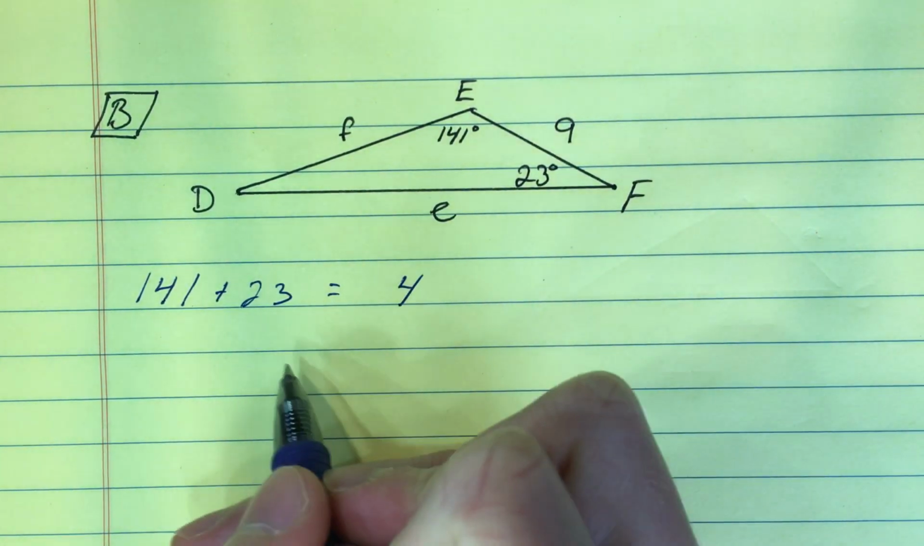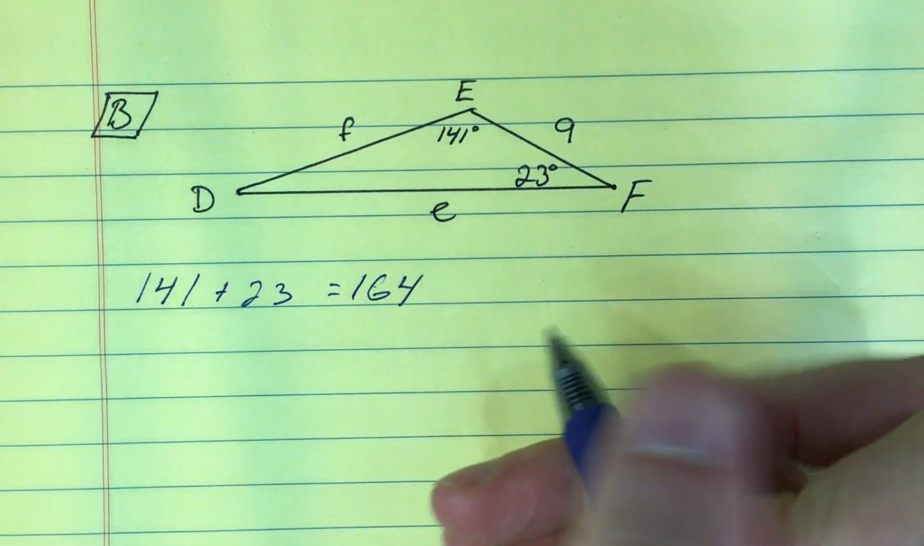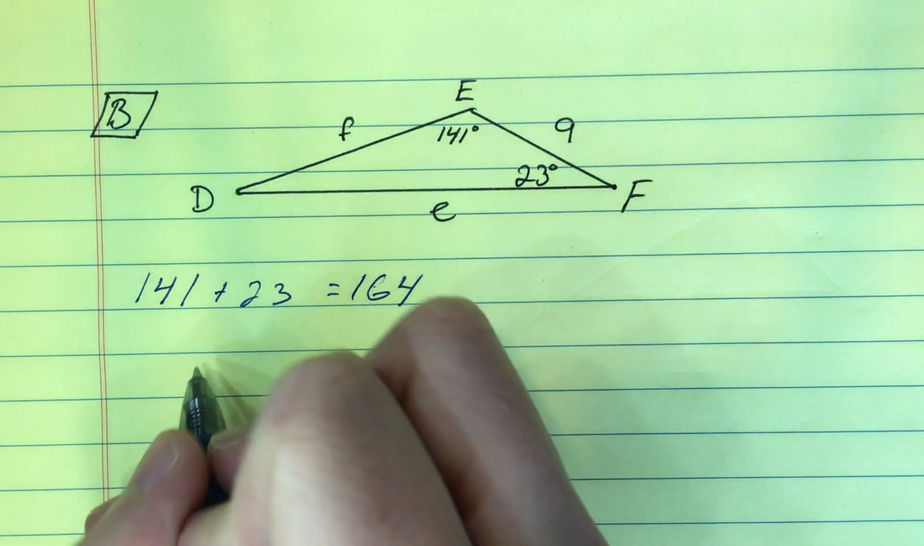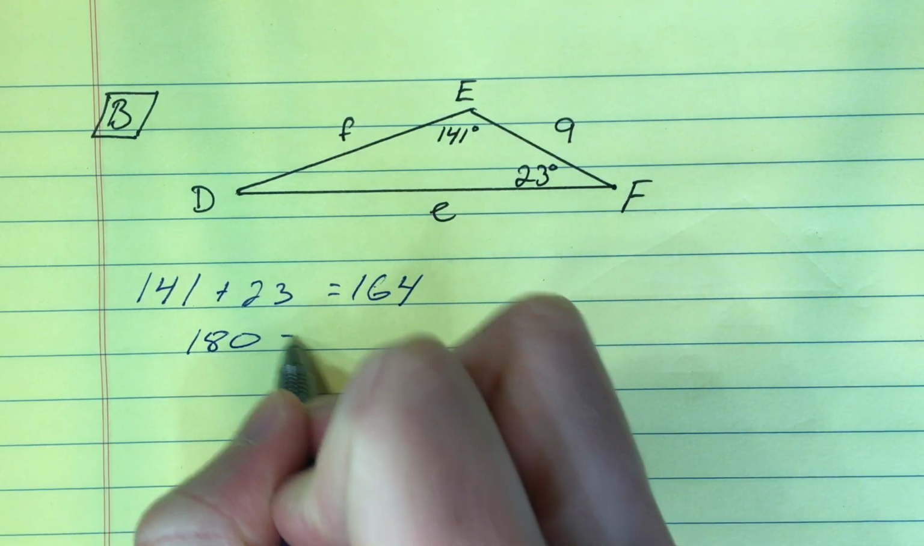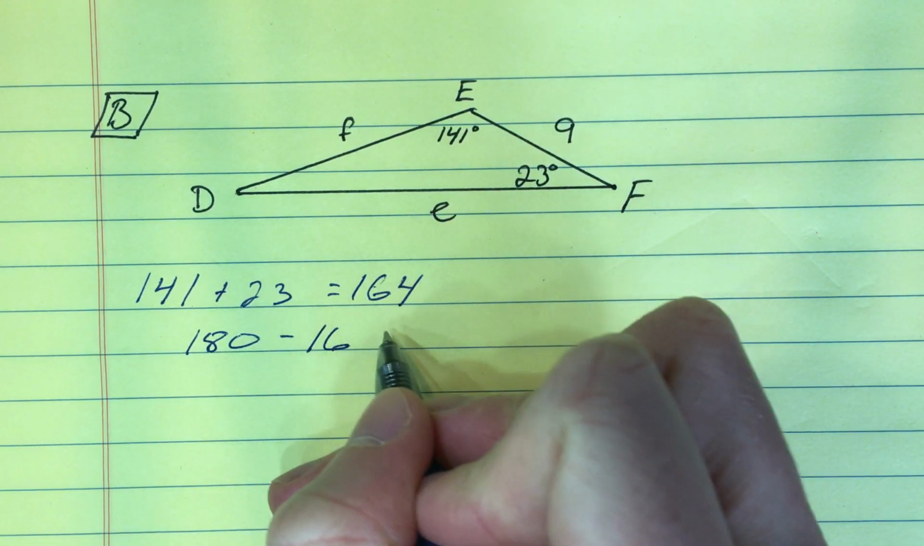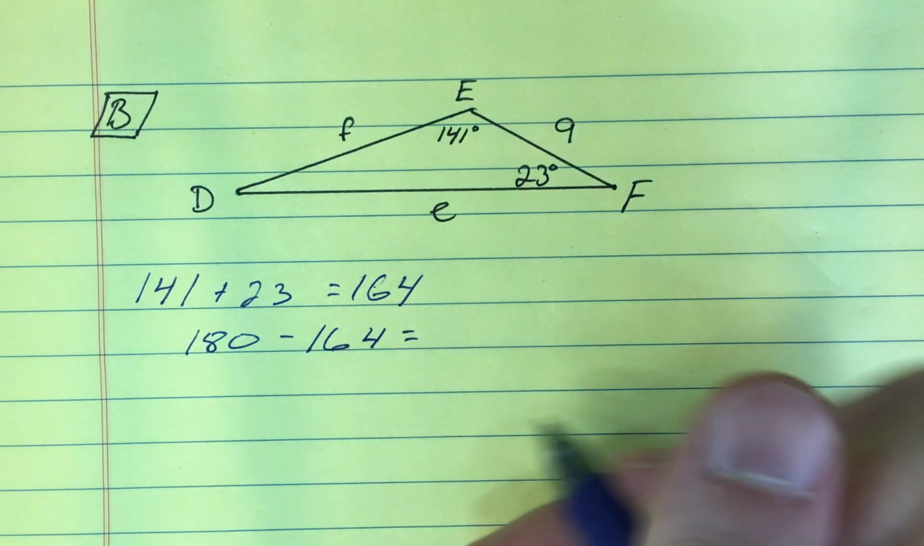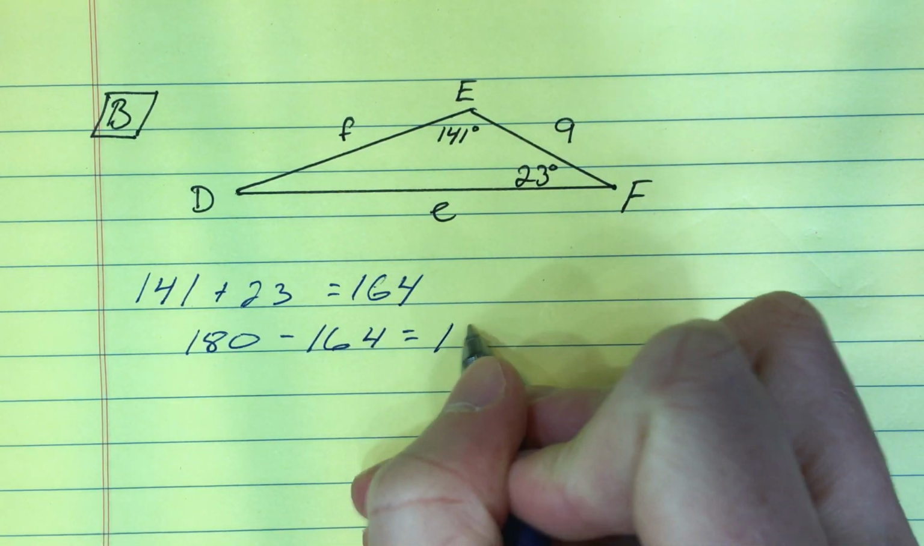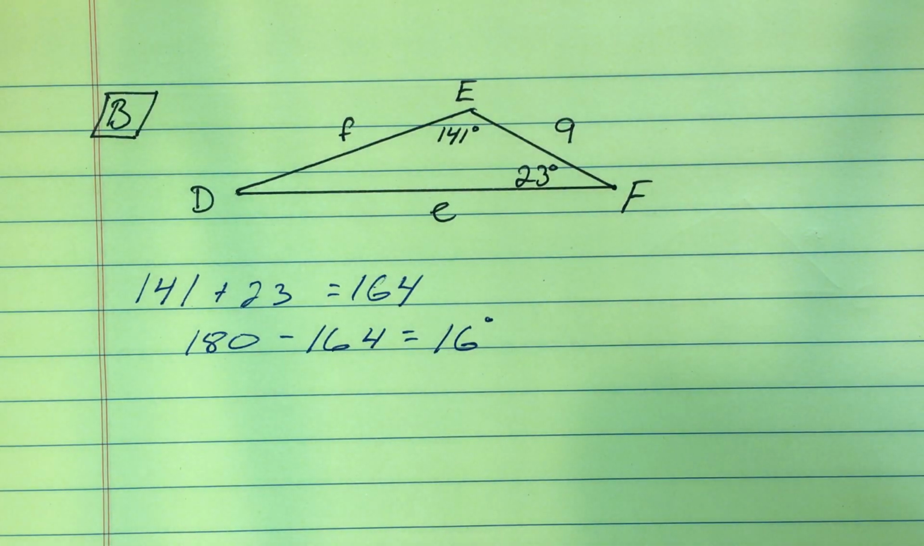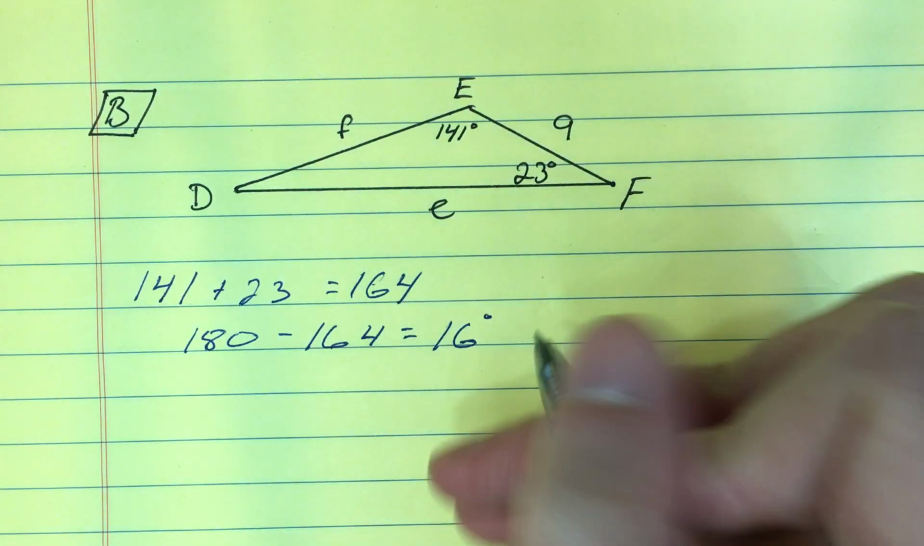Let's see if I can do some mental math here. 164. And so our missing angle, we know that they need to add up to be 180. So we're going to subtract 164, and that's going to be 16. So our missing angle is 16. That is angle D.